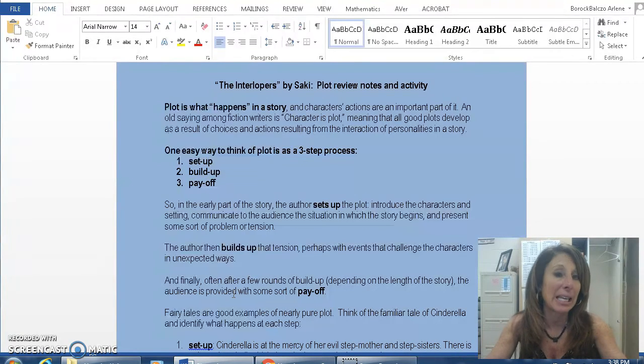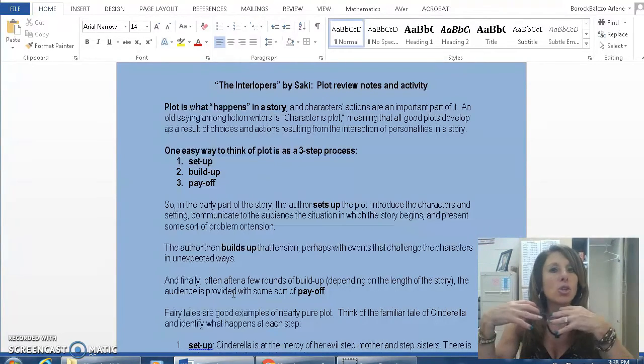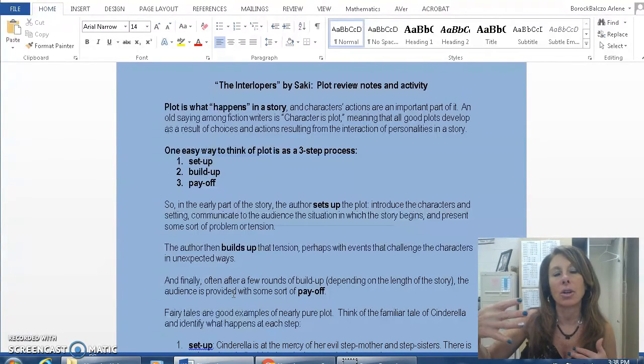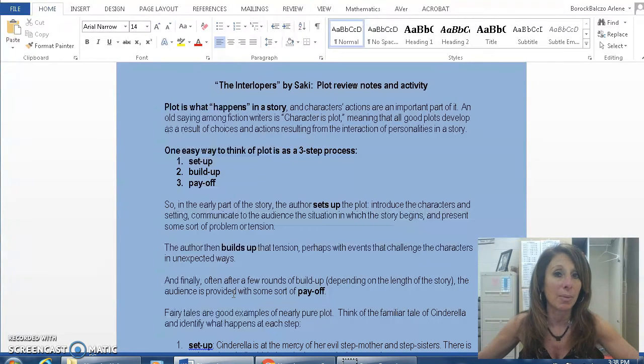Now that could be how other characters affect the main character, or it could be an internal thing like choices and decisions that the main character makes, or actions the main character has. But it's the interaction of characters' actions, characters' feelings, characters' choices that they make that really affects the plot, okay? So there's one easy way to think of a plot, and that's as a 3-step process.